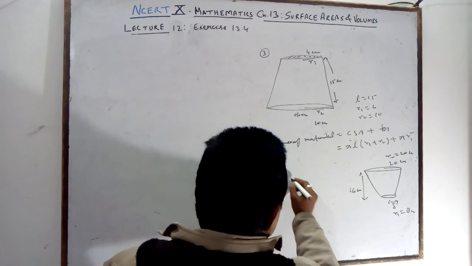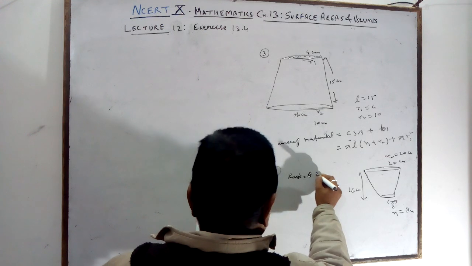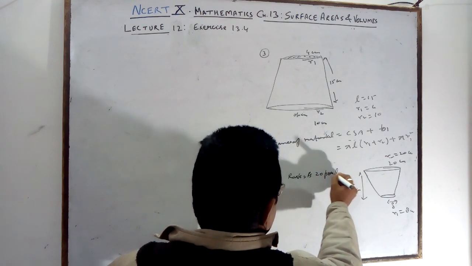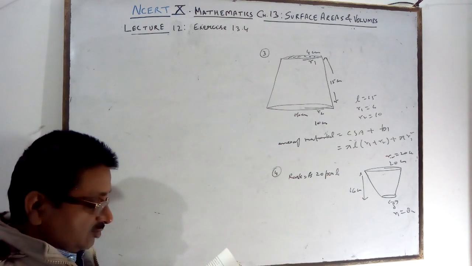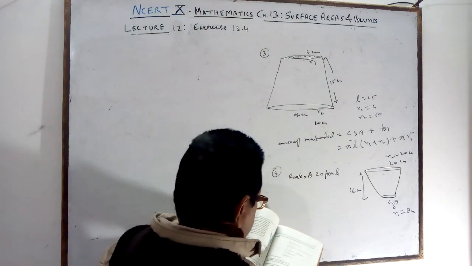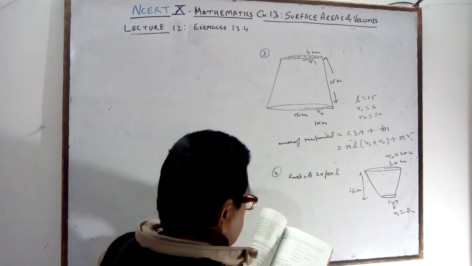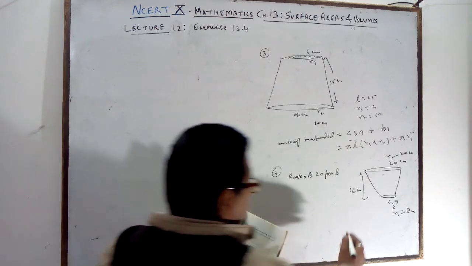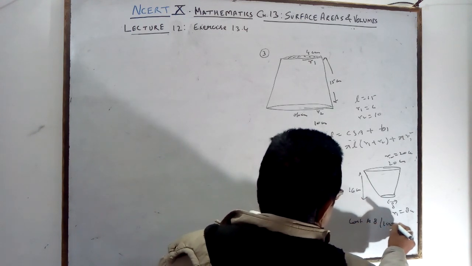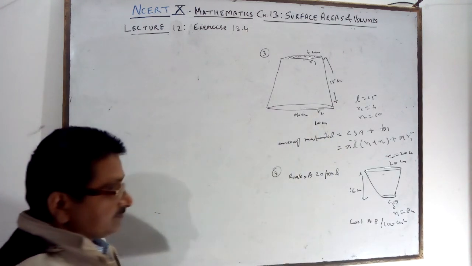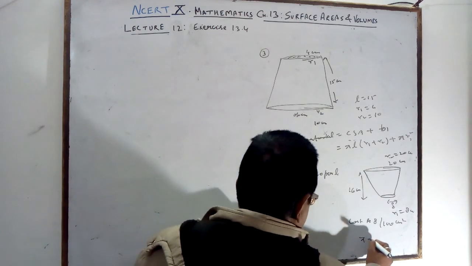At the rate of rupees 20 per liter, how much cost? Also find the cost of the metal sheet used to make the container, if the cost is rupees 8 per 100 centimeter square. This is the cost given for the metal. So both the things, pi is 3.14, everything is given.